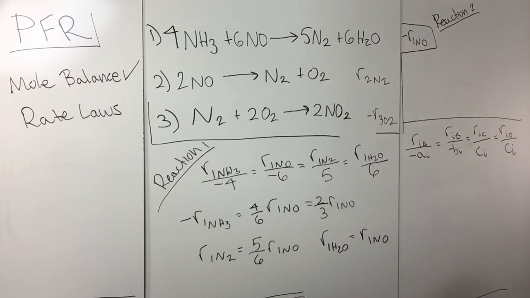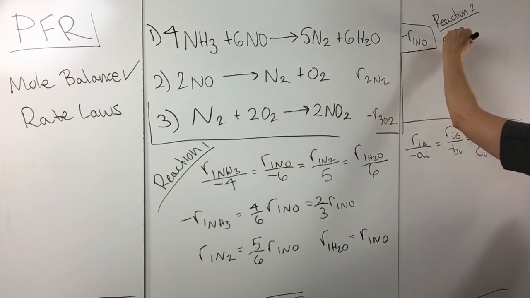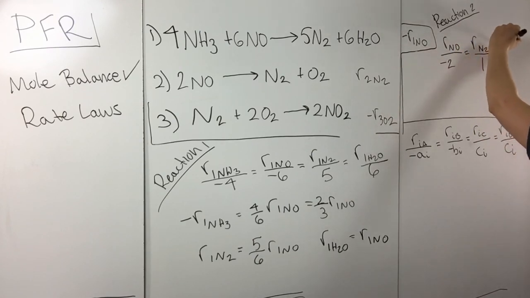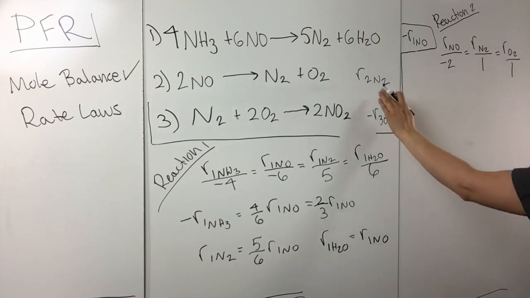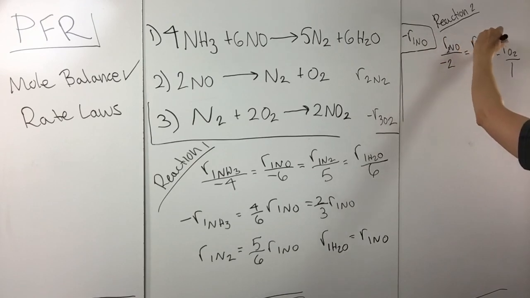So if you do that, we have R_NO over minus 2 is equal to R_N2 over 1 is equal to R_O2 over 1. And I'm just going to erase this real quick. We just do the exact same thing. We know what, I forgot to put 2's on these.